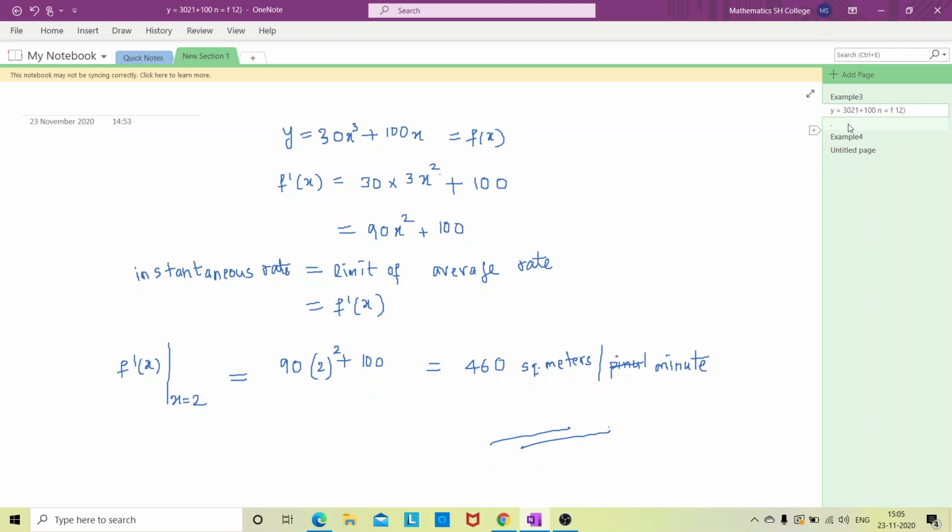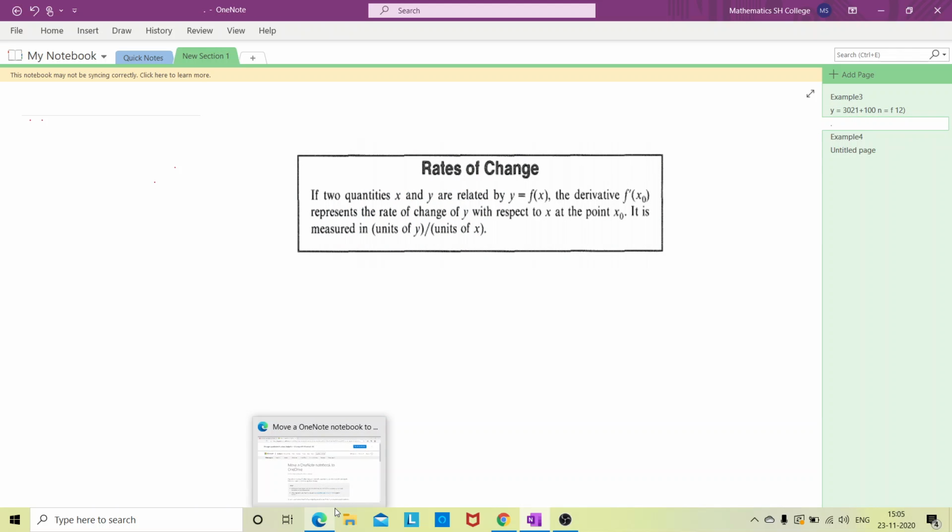Now from here we see the rate of change. If two quantities x and y are related by y equal to f of x, then the derivative f dash of x naught represents the rate of change of y with respect to x at that point x naught. It is measured in units of y by units of x. In the first section we have seen that if the relation is linear, then this is true. But even if the relation is not linear, we can write the derivative. Okay, so we will see one more example here.